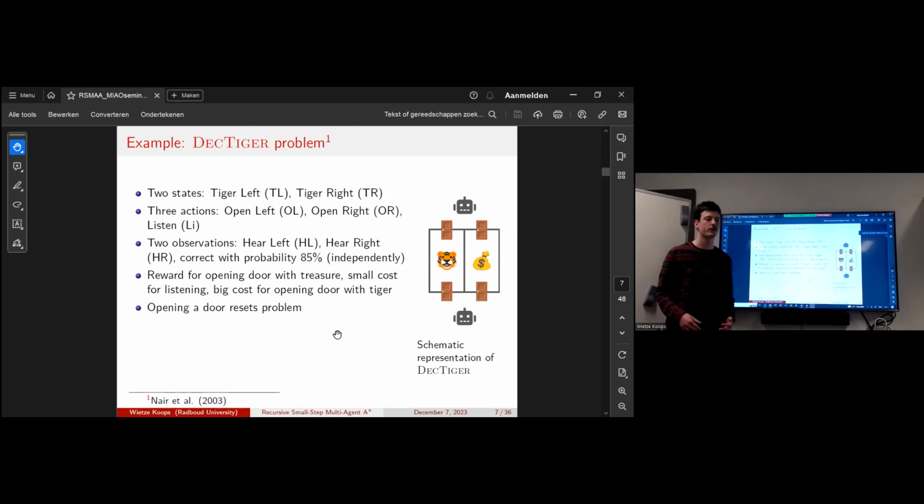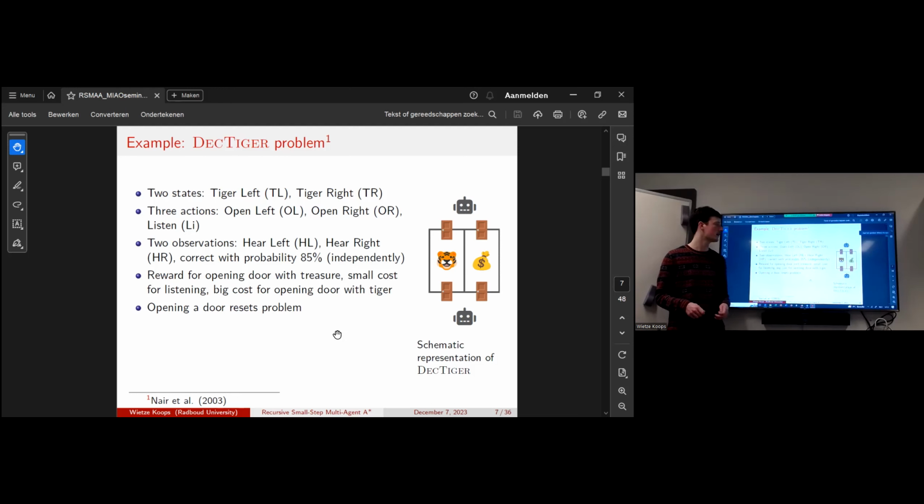Okay, so what's an example of such a Dec-POMDP problem? Well, this is sort of the classical example, the Dec-Tiger problem. We have two rooms, and each room has doors for each agent. In one of the rooms there is a dangerous tiger, and in the other room there's a treasure. But the agents cannot see from the outside which of the rooms contains the tiger and which contains the treasure. So these are the two states: the tiger could be in the left room or in the right room. And there are three actions, which are open left, open right, and listen.